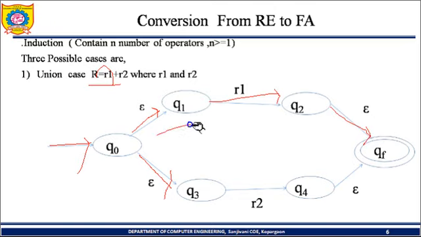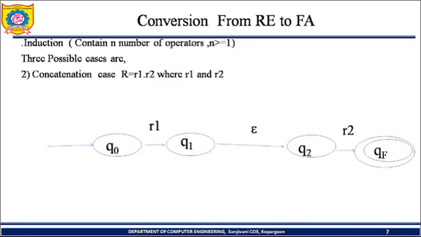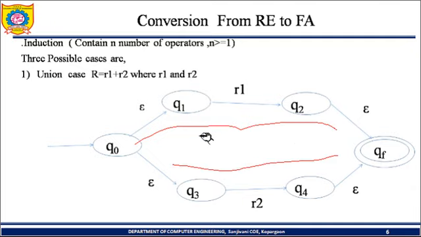This is the first part for R1. For R2, Q0 after accepting epsilon goes to Q3, after accepting R2 it goes to Q4, and after accepting epsilon it goes to the final state QF. So this is the second part, and this is the union case. Now the second one is the concatenation case, where we join the two: R1 dot R2, where R1 and R2 are two different regular expressions, meaning after R1 we have R2. In case of R1 plus R2, either we follow this path or we follow that path. That's why it is a union.